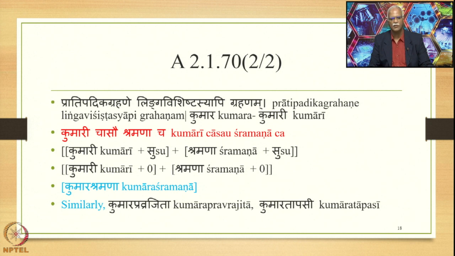Because Kumari and Shramana are coreferential and both of them are in the feminine gender, the conditions for Striya Pumvat Bhashita Pumska Danung Samanadhikarane Striyam Apurani Priyadishu apply, and so the Pumvat Bhava operation takes place. So we get the finally derived compound output in the form of Kumara Shramana. Similarly, we get Kumara Pravrajita and also Kumara Tapasi as outputs of the same sutra.